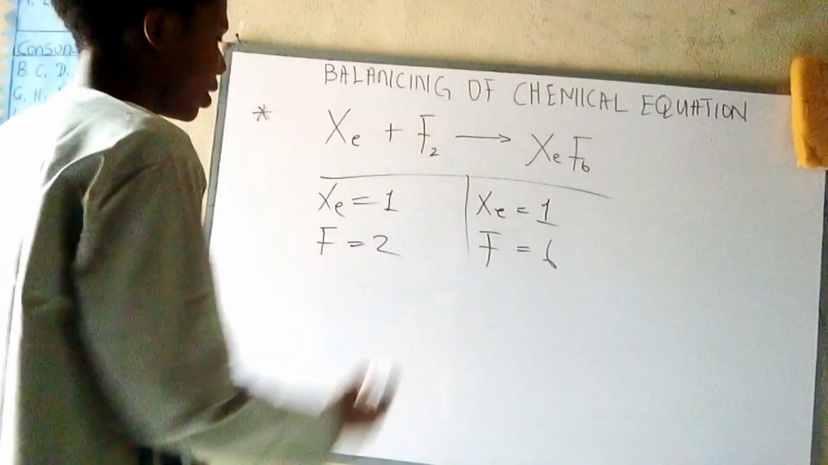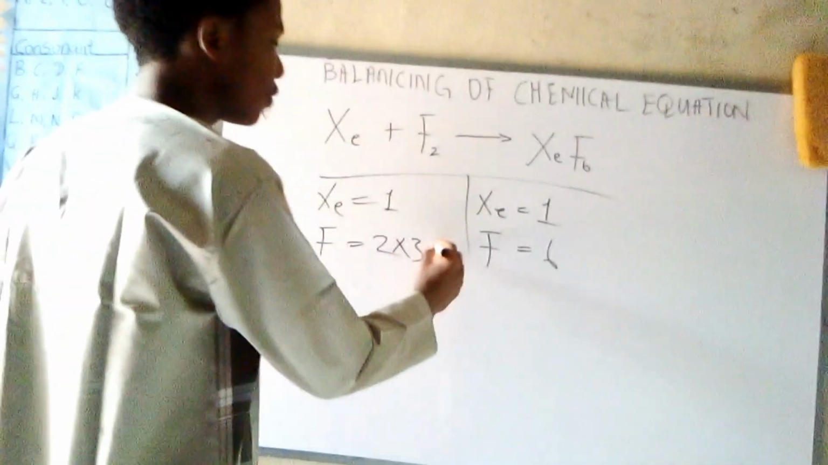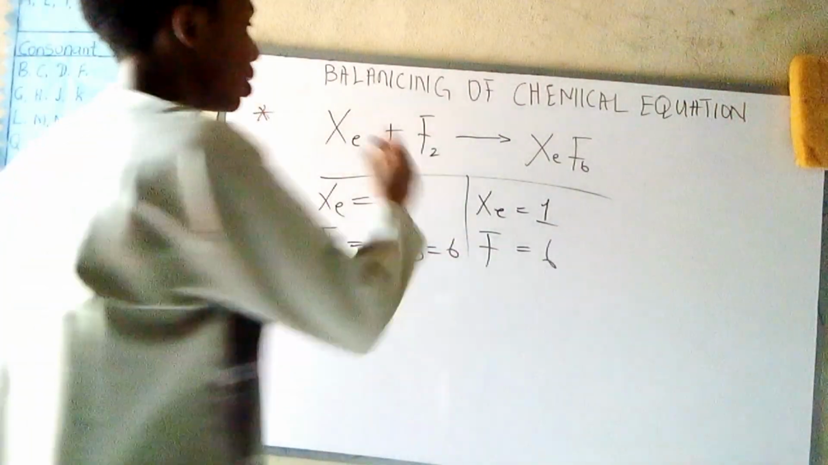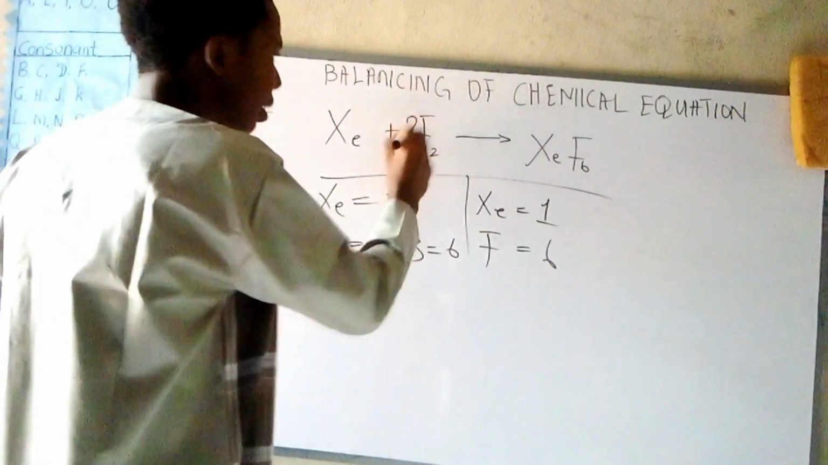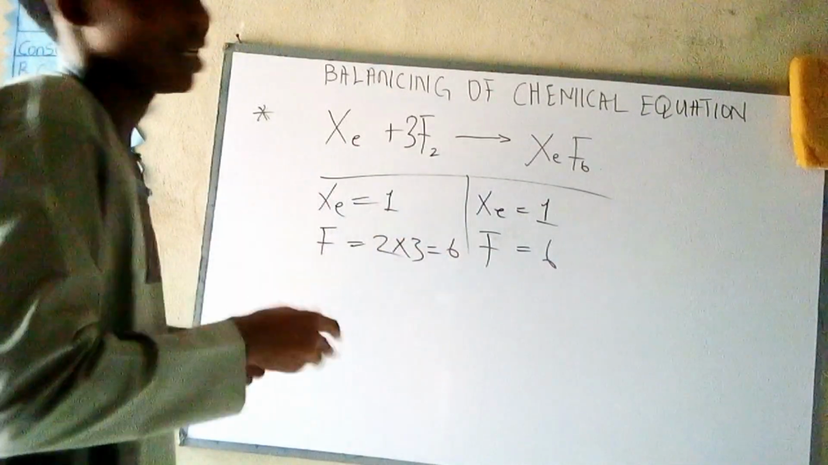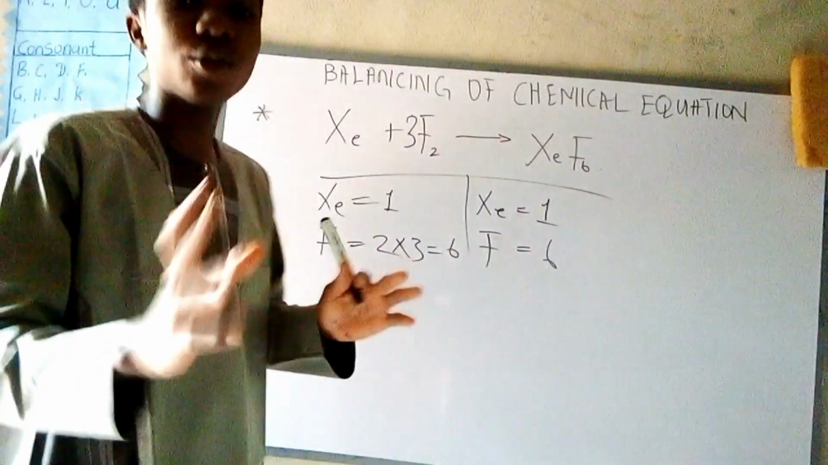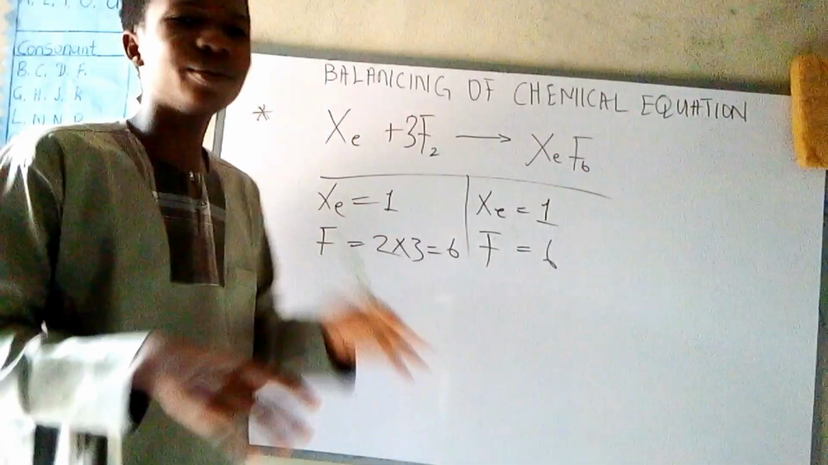Very simple, very easy. We multiply this by 3 and it will give us 6. And after that, we have to include our 3 here. So my dear, it's as simple as this. We just balanced this equation. So don't get confused when you see any chemical equation. Take your time, do your table, dissect it. I trust you.